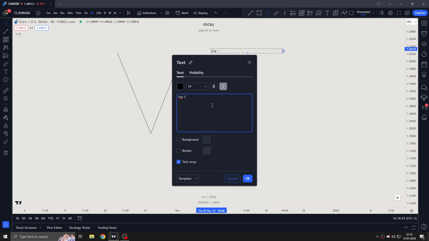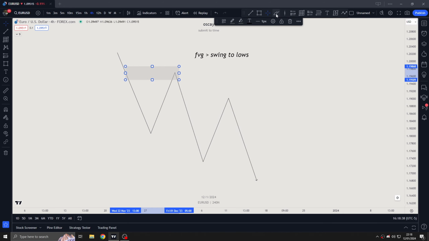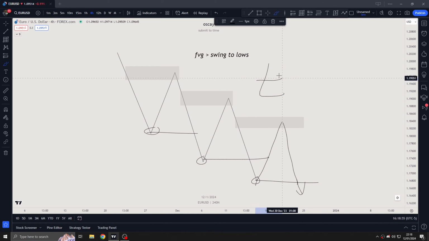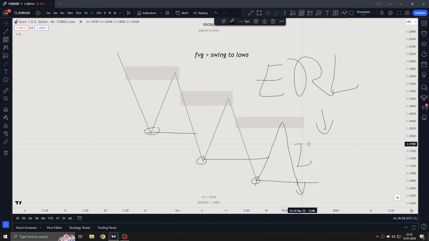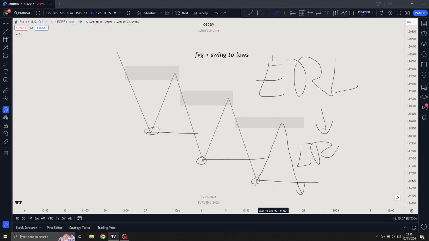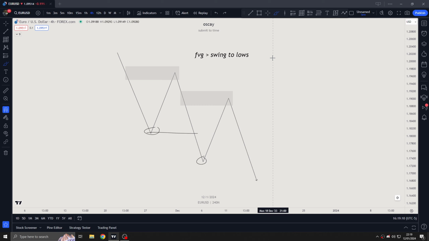When I say internal to external, I mean fair value gaps to swing lows. We are using the bearish example. So fair value gaps to swing lows. Let me repeat myself. Fair value gaps to swing lows. Alright, so that's the basic. External range liquidity to internal range liquidity. It is that simple. Write it down. Or if you want, write down fair value gaps to swing highs or lows. Simple as, bro.